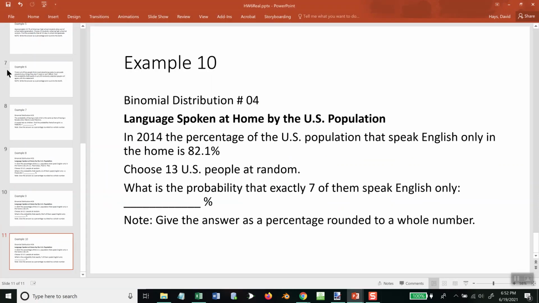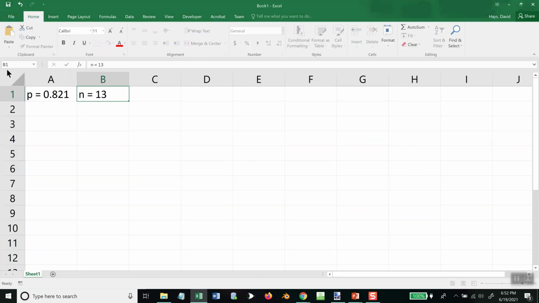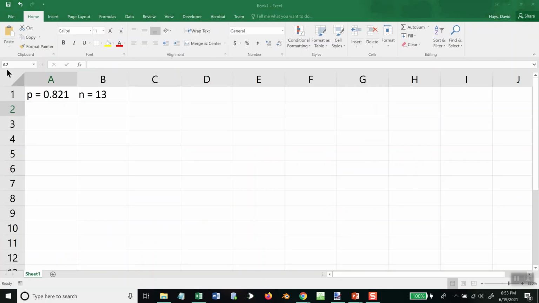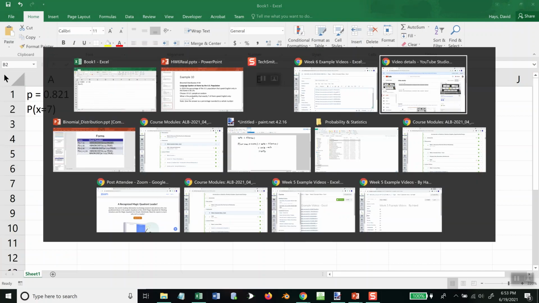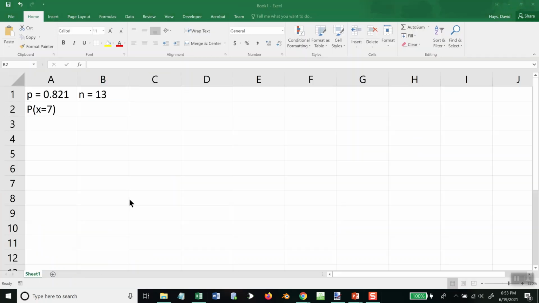It says choose 13 U.S. people at random, so N is 13. And what are we looking for? The probability that exactly 7 of them speak English only. So the probability of exactly 7, x equals 7. Now, it's this form, probability x equals a value. Whatever follows your x equals is your A. So A is equal to 7.